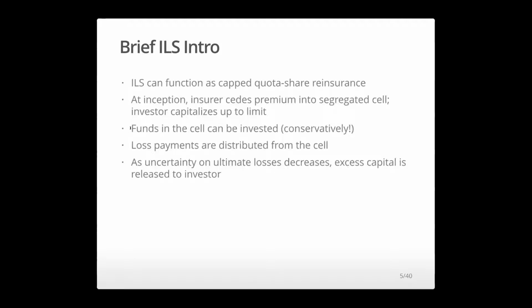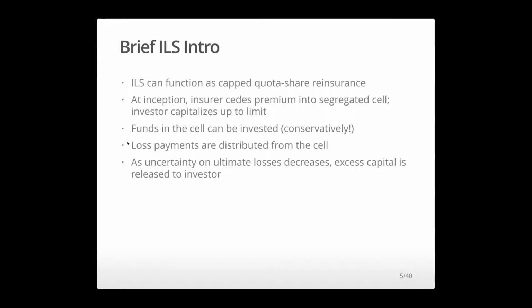While the funds are sitting in the cell, they can be invested conservatively, at a rate of return that's pretty close to the yield curve, like 1.5% or 2%, which might not seem like a lot. But when you remember that the investor is really triple leveraged here, because they've got the premium from the insurer that they're getting the returns on, as well as their own capital, that 1.5% to 2% can turn into 5-6% pretty easily, and that's significantly more attractive.